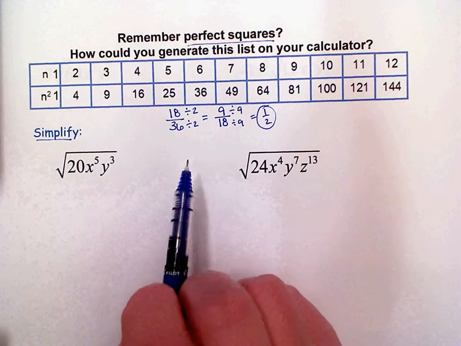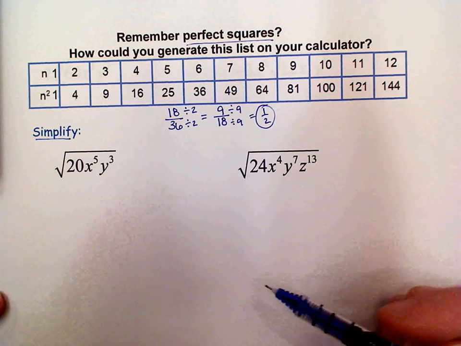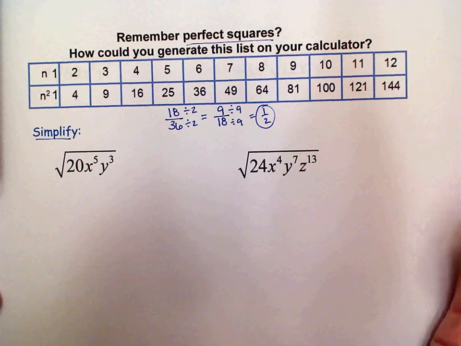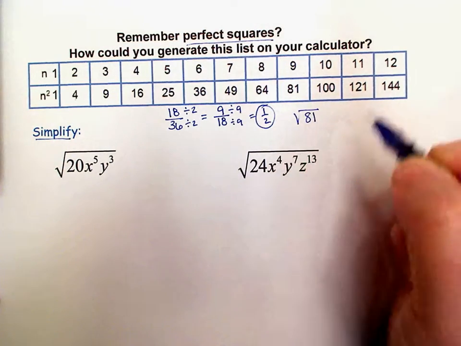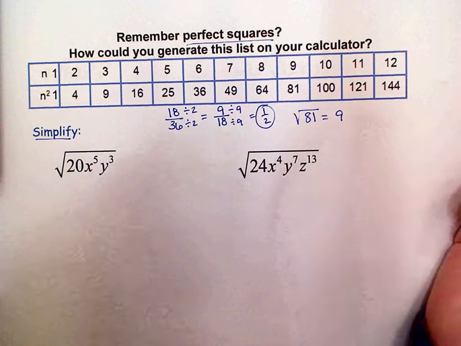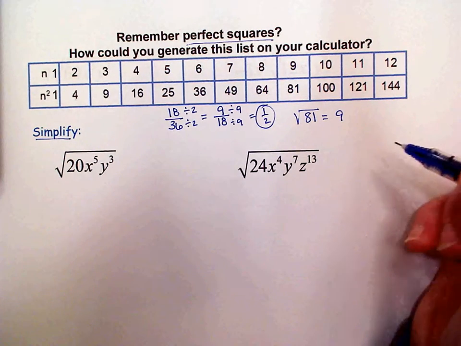So that's what we're doing with a radical: trying to get it down into the most simplified version. We can only take square roots of perfect squares. For example, I can take the square root of 81. It is simply 9. You also should have learned yesterday that all even exponents are perfect squares.